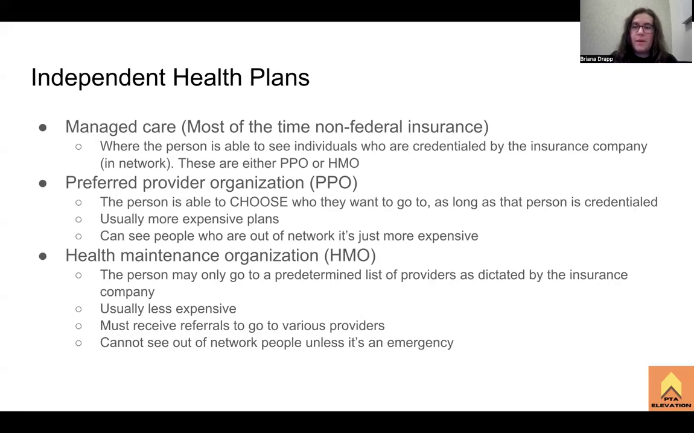Think PPO, think pick. Like I get to pick who I go to. And then HMO, think the M is just mandated. Like you have to pick from this mandated list of people. And that's how I remember it.